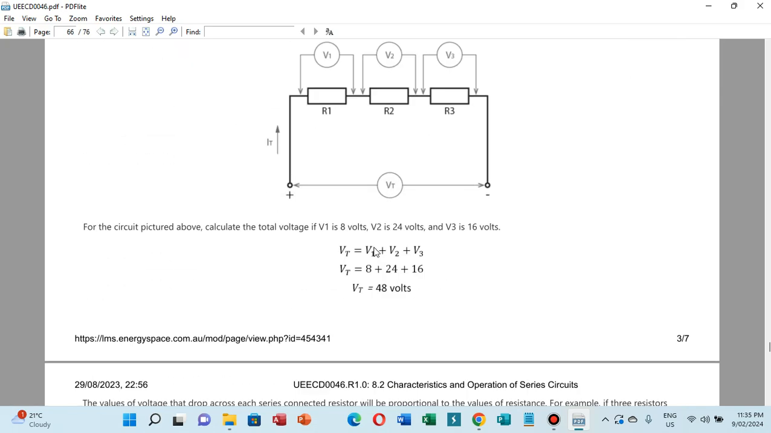Now, in this case, V1 is 8 volts, V2 is 24 volts, and V3 is 16 volts. Then you add V1, V2, and V3, and you get 48 volts in total.